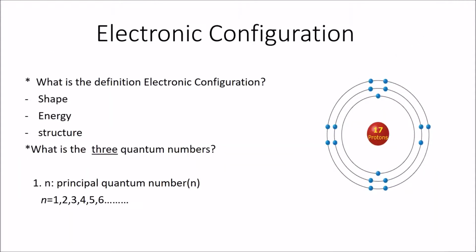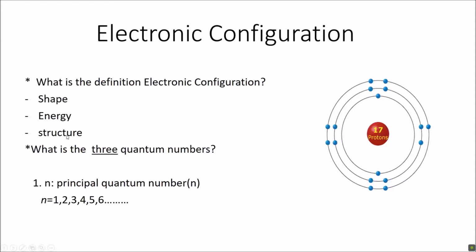So we will talk about electronic configuration. What is the definition of electronic configuration? Actually, the electronic configuration for an atomic species, neutral or ionic, allows us to understand the shape and the energy of its electrons. Moreover, electron configuration is the standard notation used to describe the electron structure of an atom.